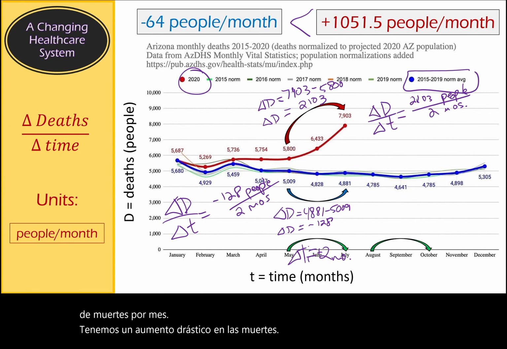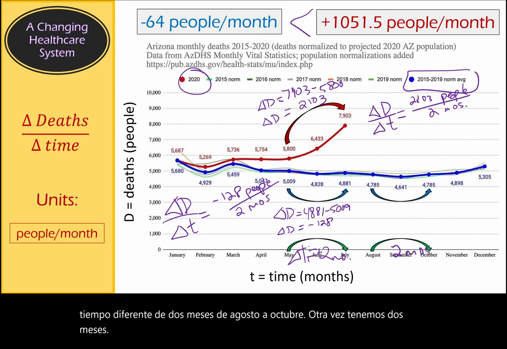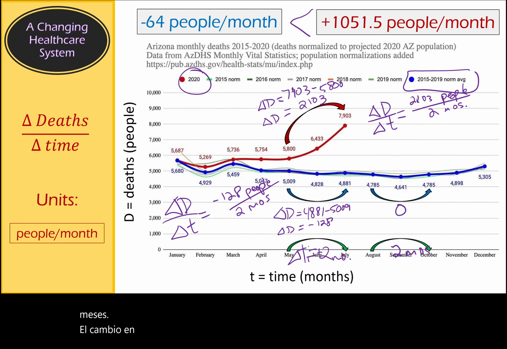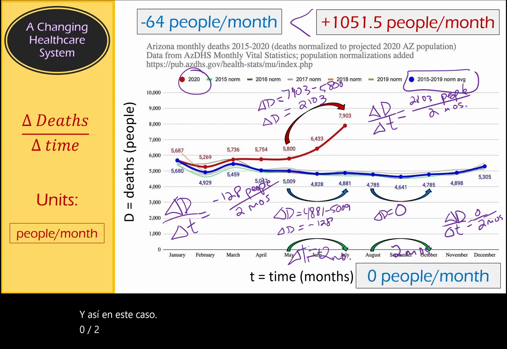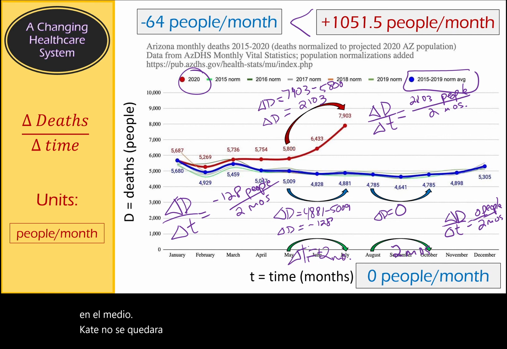Now comparing to a different time frame, a different 2-month time frame, from August to October, again, we have 2 months. The change in deaths is actually 0. And so in this case, 0 over 2 gives us 0 people per month. Okay, it doesn't mean that the number of deaths didn't change. It did in between. It didn't remain the same, but on average, there was no difference.